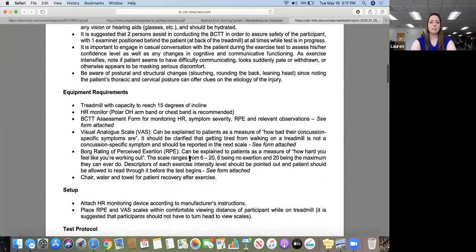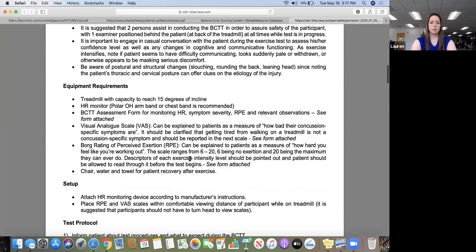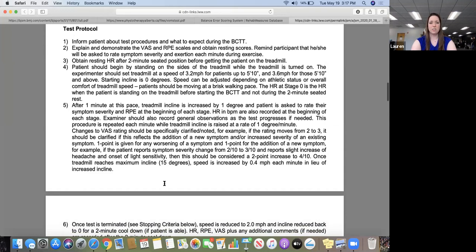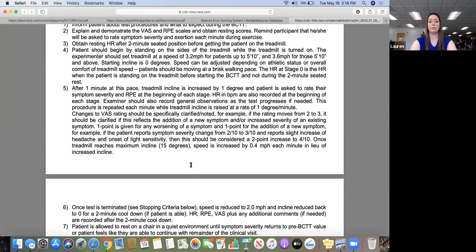There is a testing protocol, which I summarized for you. You should have the RPE scale and the VAS scale in clear sight for them, because at each minute they should be asked to rate their RPE and their VAS. Any increase of 2 to 3 from baseline would be one of the criteria to stop.